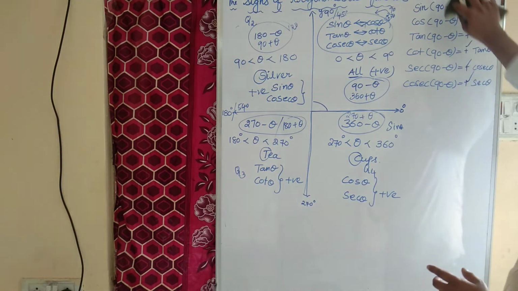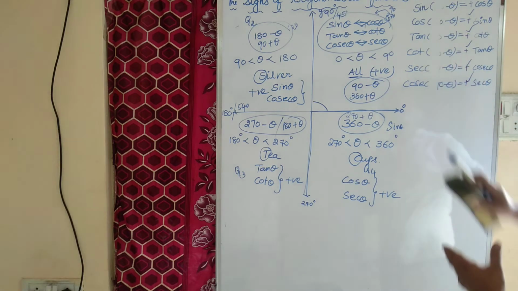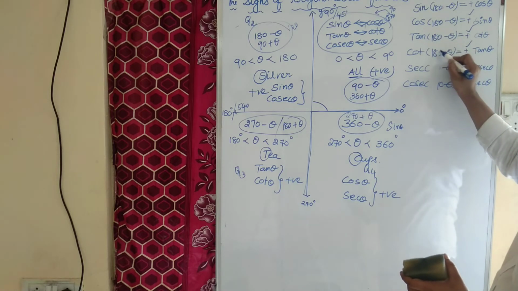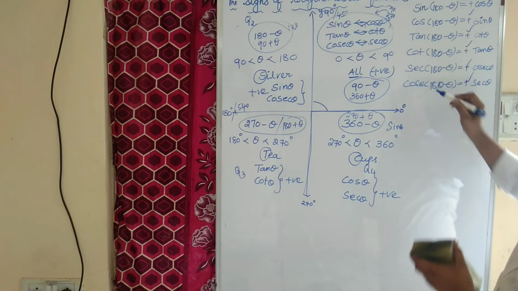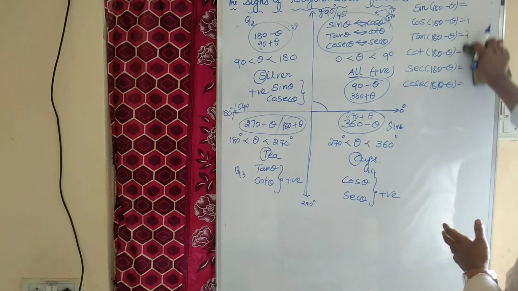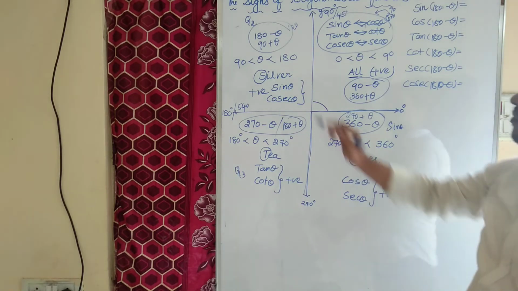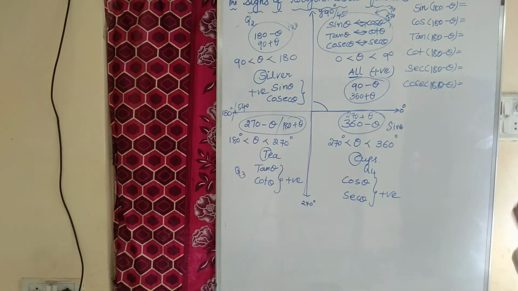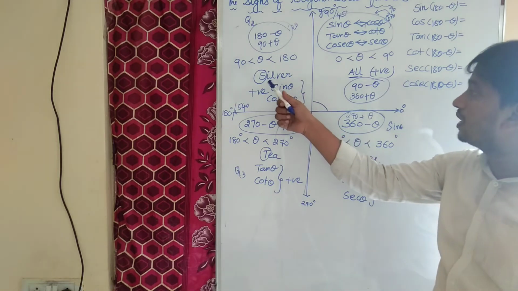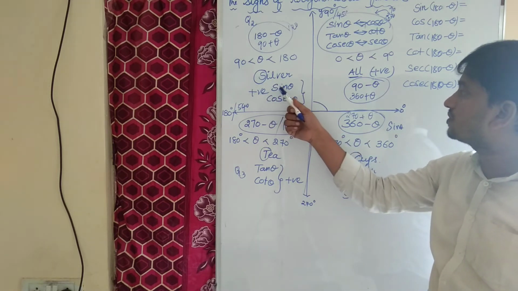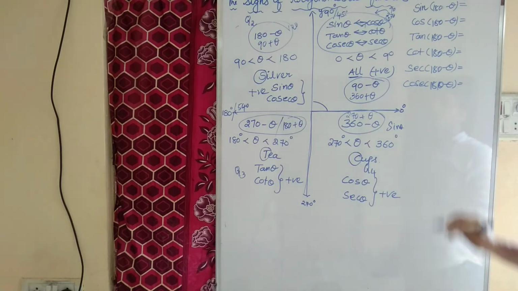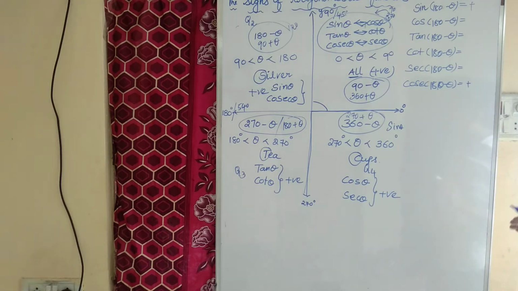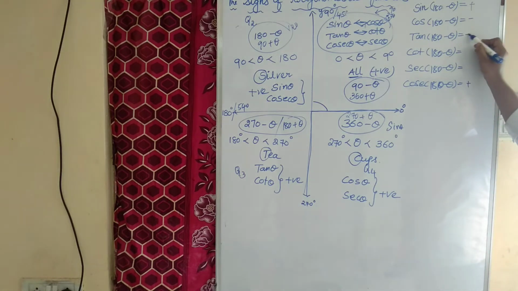Okay children, suppose instead of 90, I write 180 minus theta. As we know, 180 minus theta is in the second coordinate. First of all let us check whose sign is positive in the second coordinate. Sine and the reciprocal of sine, cosec theta, are positive. Only sine and its reciprocal cosec are positive. All the other trigonometric ratios are negative.